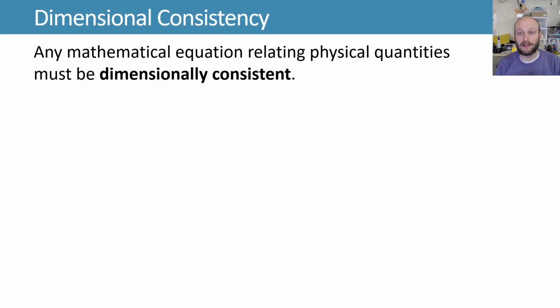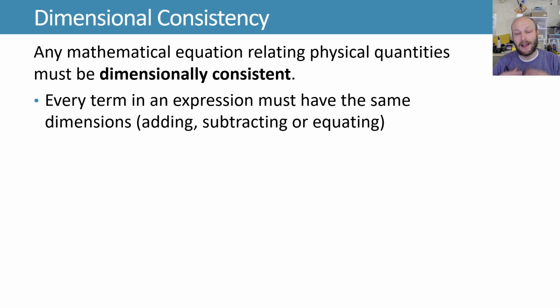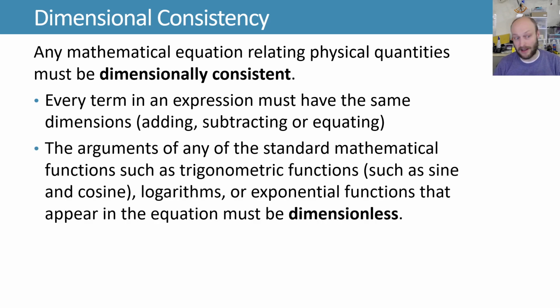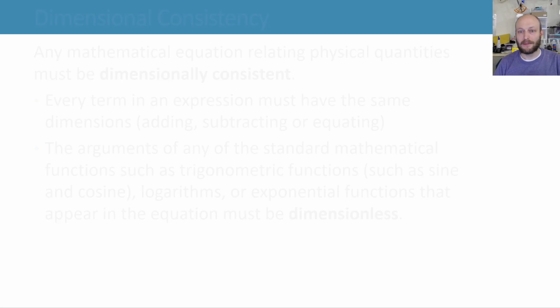So any mathematical equation relating physical quantities has to be dimensionally consistent, which means that any term that you're adding, subtracting, or equating has to have the same dimensions. It also means that anything that's going into certain mathematical functions, like trigonometric functions, sine and cosine, tangent, logarithms, or exponentials, has to be dimensionless. So they have to have no units on them for this to work out. I think this is easiest to see with an example.